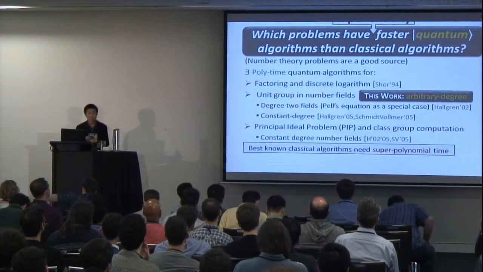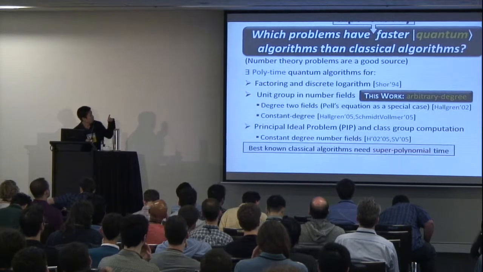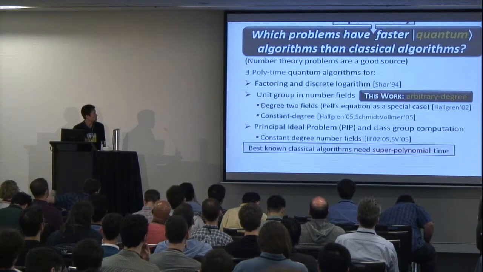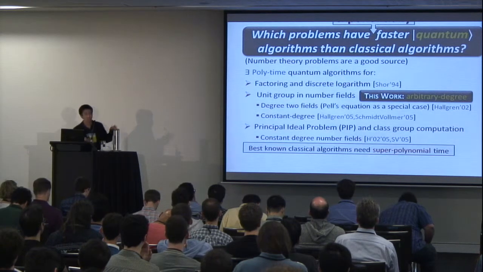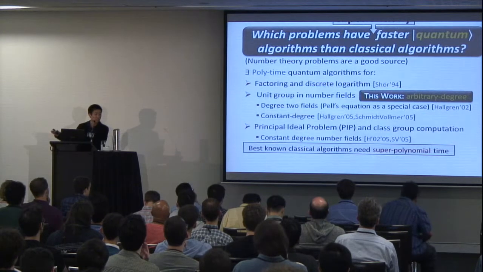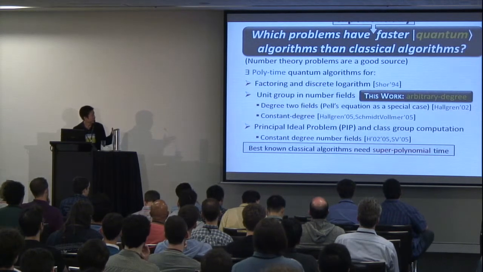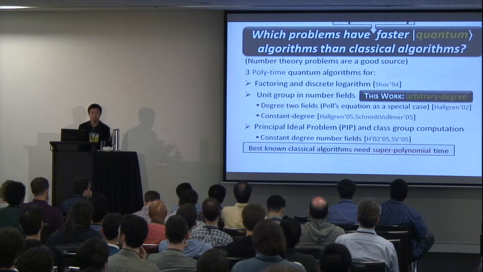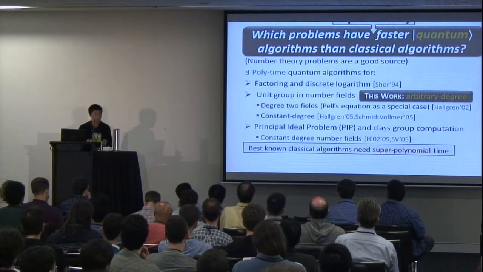In this work, we fully resolved the problem of finding the unit group in arbitrary degree number fields. As you can tell from the timeline, going from constant degree to arbitrary degree needed enormous effort. It took almost 10 years. We feel lucky that we finally got a solution, and the solution is kind of neat in our opinion.